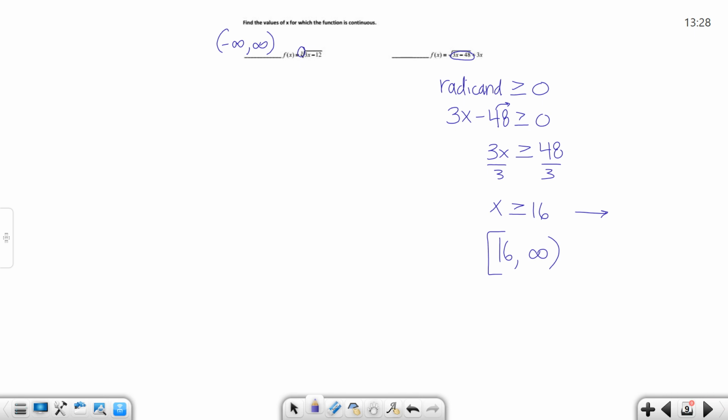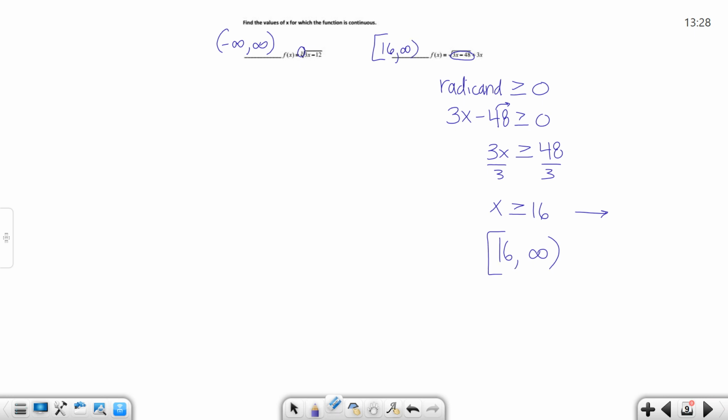16 would take a bracket. Now, you'll say, well, that's pretty easy, but in a multiple choice setting for my online students, if you have multiple choice, remember you have to take the bracket here because it's greater than or equal to. So your answer for this one would just be 16 to infinity.